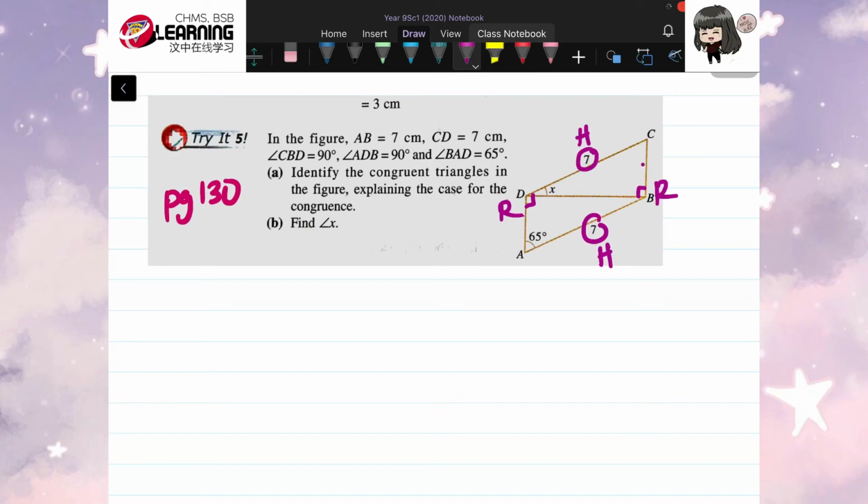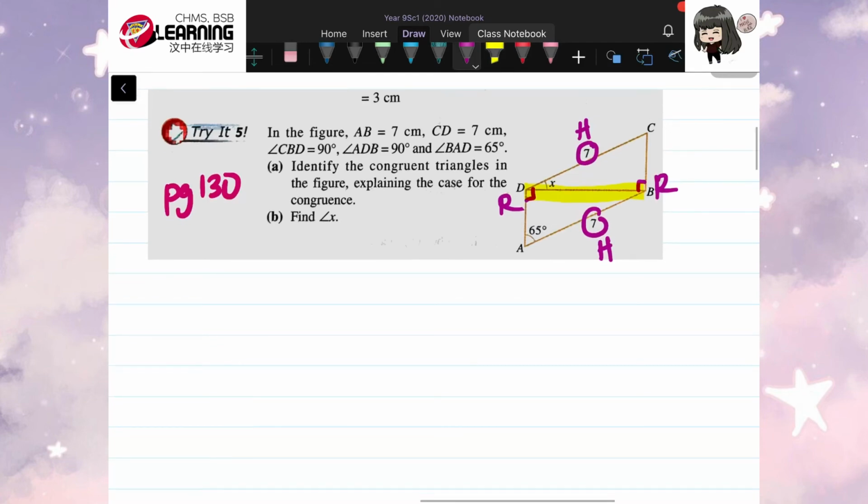But do they give you the side here, the CB and DA? No, they did not give you. They did not put a line there. They did not put a line like that, so it doesn't show that they are the same. But they do have the same side here. Can you see that over here? This one is a common side. Okay, they share the same side. So if you're sharing the same side, it means that they have the same side.